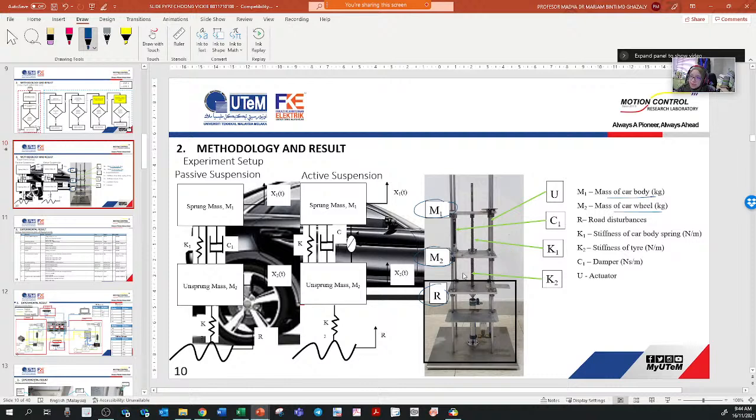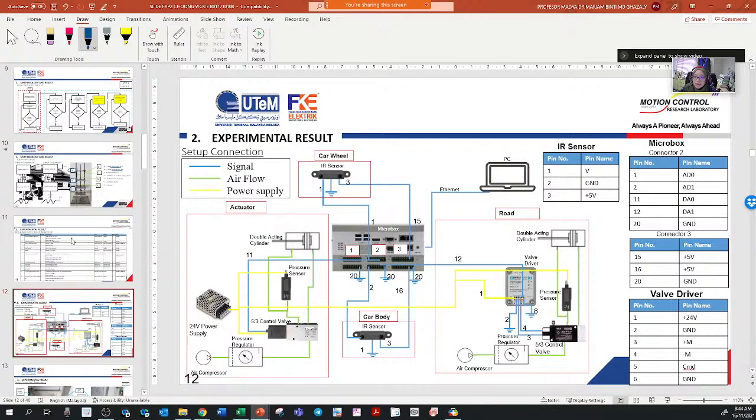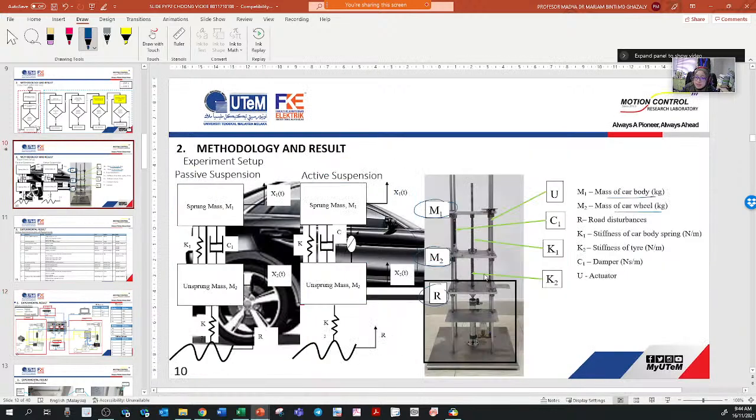So for the road, you just apply any motion to it, and we want to maintain M1 at a stable position. M2 is going to move because it's the tire. Okay, so you want to control that. And what I want to show you is actually the connection, how she did the connection. If you see here, imagine that there's a car wheel and the road surface, and she's using an actuator. Basically, she's using the pneumatic actuator to model the system.